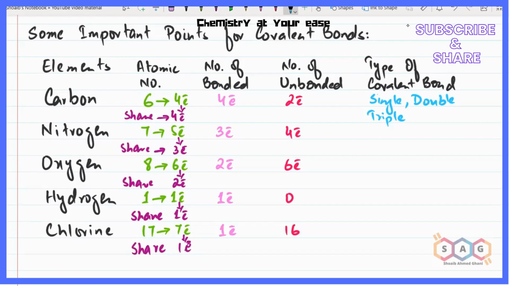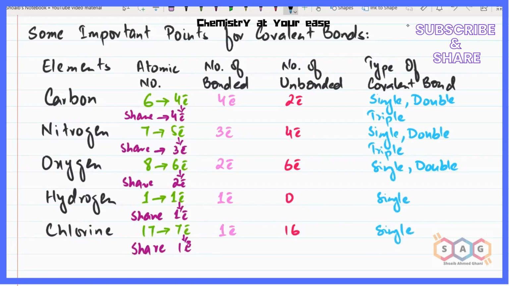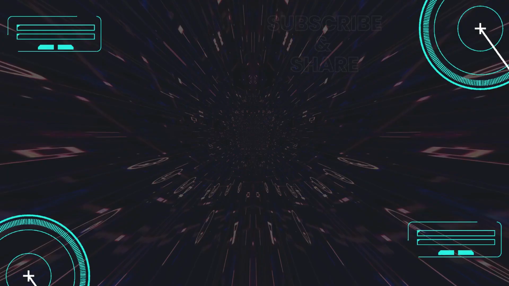Now for the nitrogen. The nitrogen goes for the single covalent bond, double covalent bond, and triple covalent bond. Okay. Now for the oxygen, oxygen can form the single and the double covalent bond. Now for the hydrogen, hydrogen can form a single covalent bond only, and the chlorine can form only a single covalent bond.